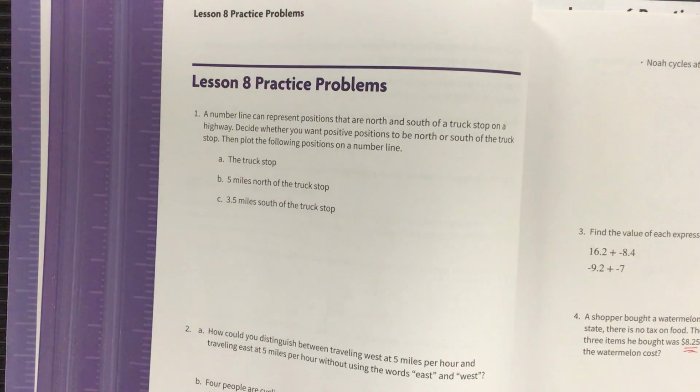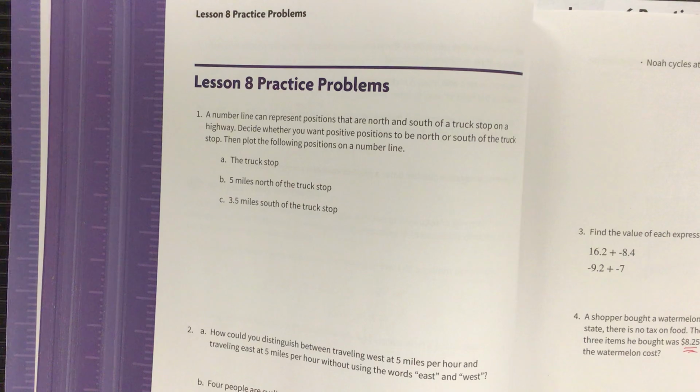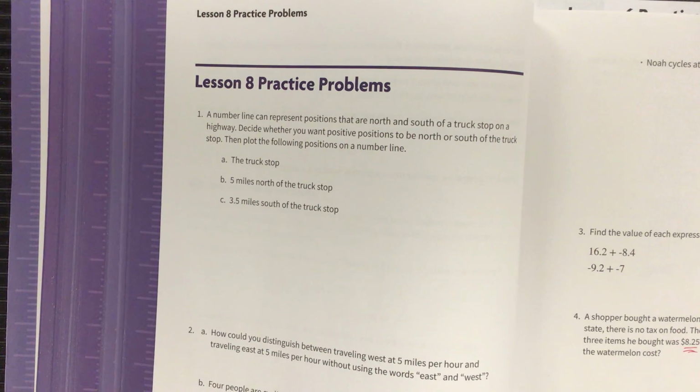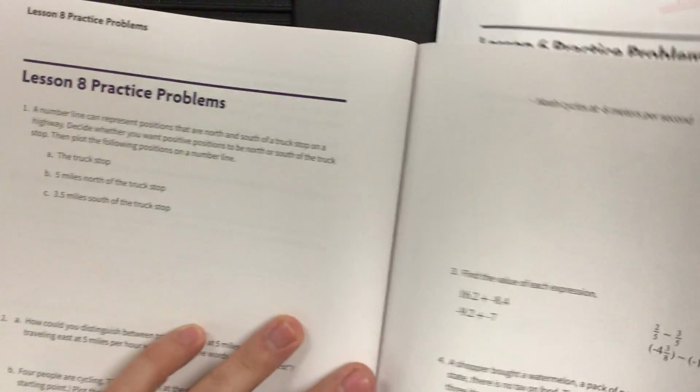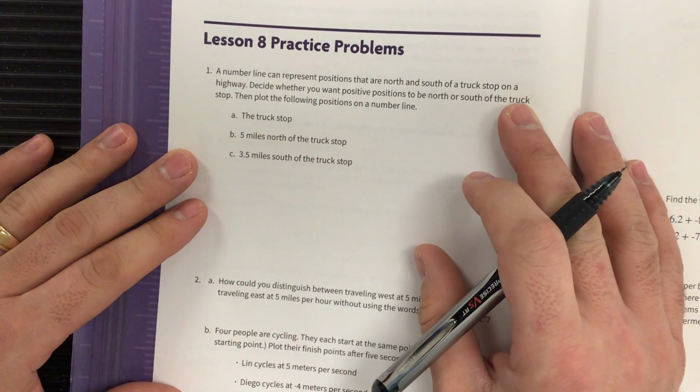Kellen, would you read the directions for the first problem, please? A number line can represent positions that are north and south of the truck stop on a highway. Decide whether you want positive positions to be north or south of the truck stop. Then plot the following positions. A, truck stop; B, north of the truck stop; C, 3.5 north of the truck stop.